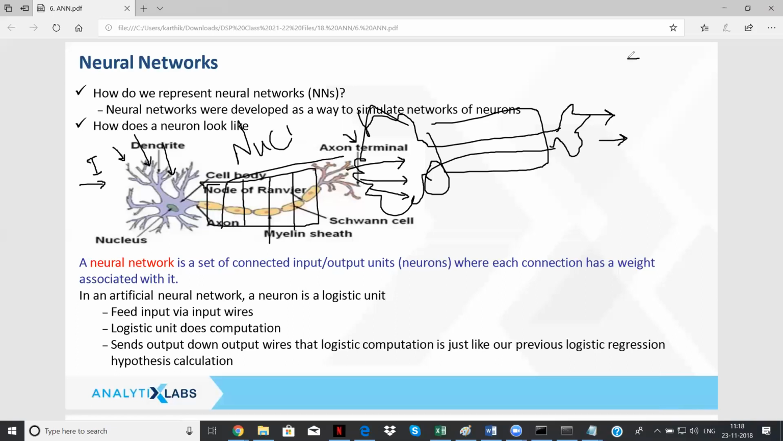Yes or no? So this is how it works. This is how your neuron works: feed the input, get the computation done, send the output, right? Now, let's see how ANN works.